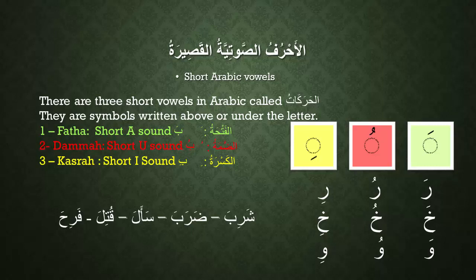The third one is kasra, which makes a short e sound. For example, bi, bi. It's written under the letter. For example, ra, ru, ri, kha, khu, khi, wa, wu, wi. Let's read the words.